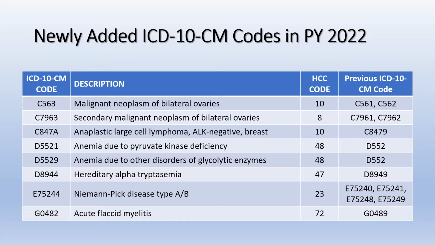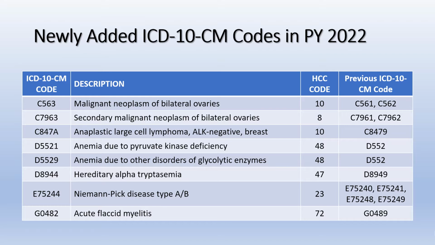C563 malignant neoplasm of bilateral ovaries. C7963 secondary malignant neoplasm of bilateral ovaries. C847A anaplastic large cell lymphoma, ALK negative, breast. D5521 anemia due to pyruvate kinase deficiency. D5529 anemia due to other disorders of glycolytic enzymes. D8944 hereditary alpha tryptasemia. E75244 Niemann-Pick disease type A/B.